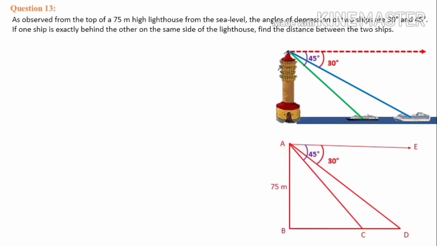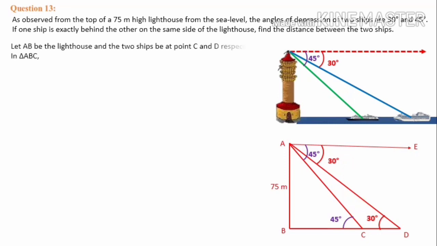AB is the lighthouse and C and D are the positions of the two ships, and the line segments AE and BD are parallel. This is the line of sight and this is the ground level. Both the lines are parallel. By using the alternate angle property, this angle 45 will be equal to angle ACB. Angle ACB will be equal to angle 45, so we have to mark that. Then angle EAD and angle ADB are equal, for the same reason: these two are alternate interior angles.